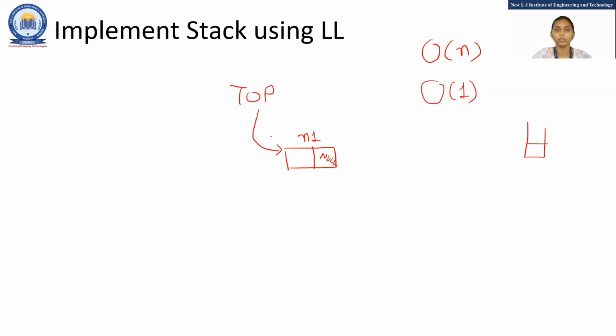Now consider I want to push something on top of my n1, so that node becomes my n2, and that node will have the link address of what? Link address of n1. And now my updated top would be here. This way I can perform the operation in constant time using my top pointer. Fine or not? So that insertion operation is known as a push.